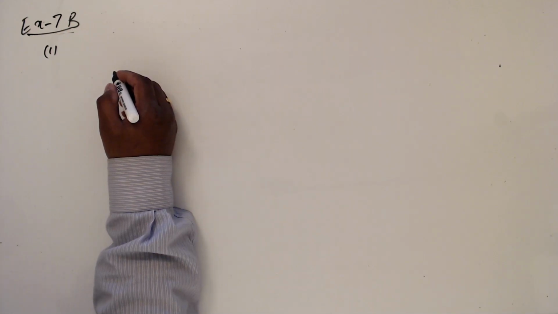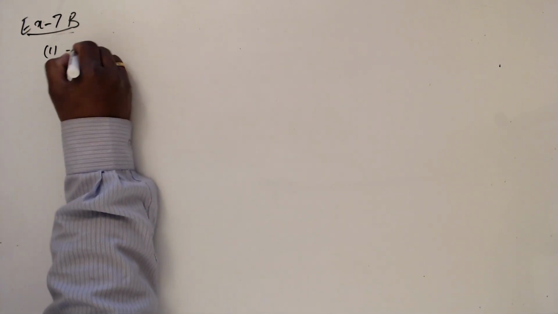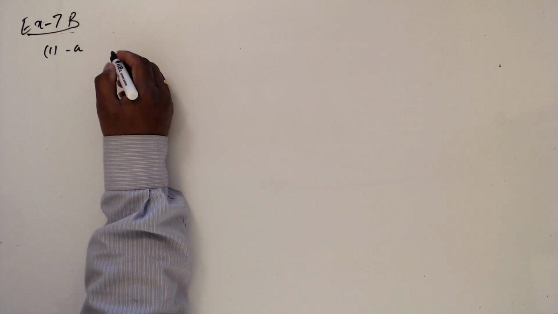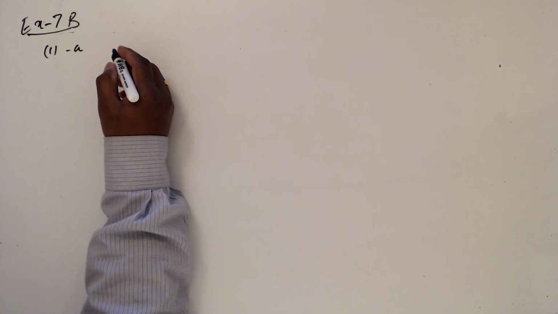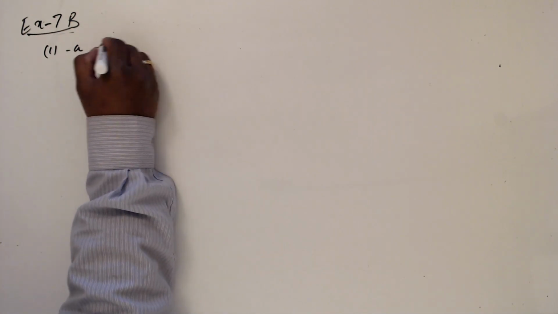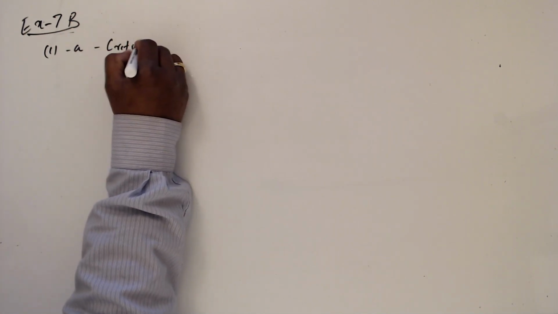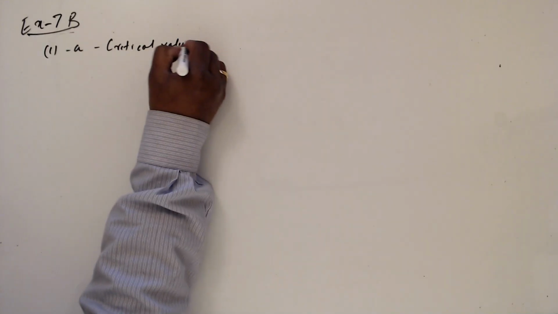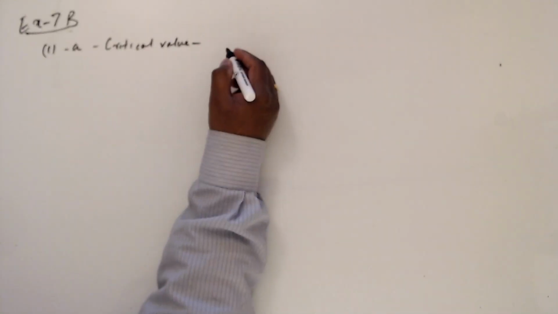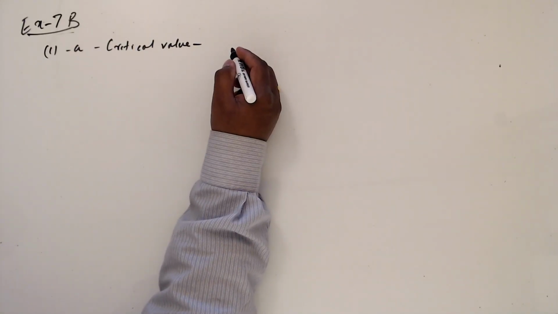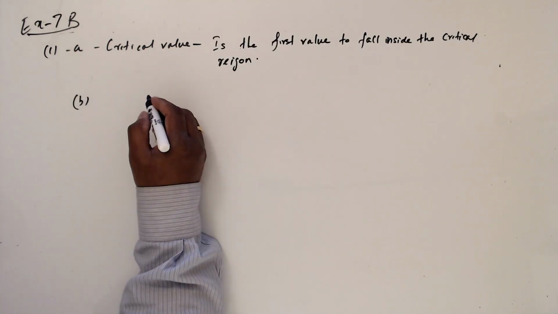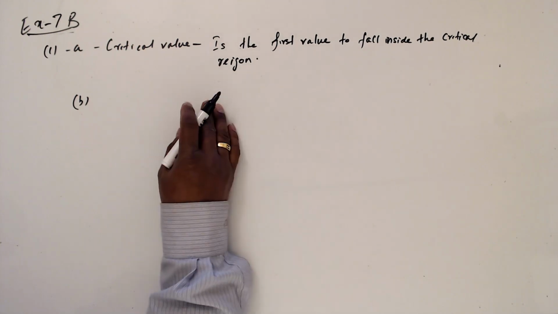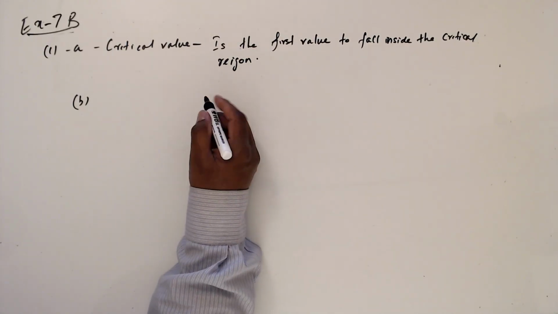Exercise 7b, question number 1. Explain what you understand by the following terms. Critical value. So the critical value is the first value to fall inside of the critical region. So now you understand. There's no need to explain now.